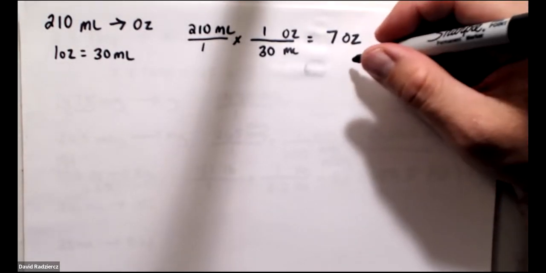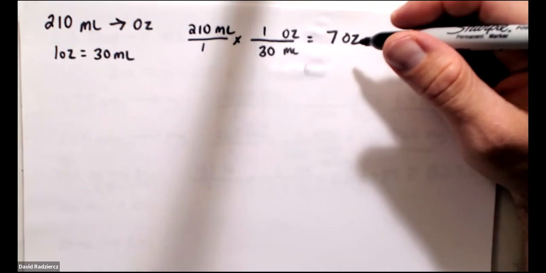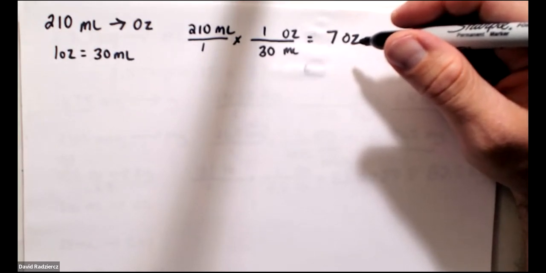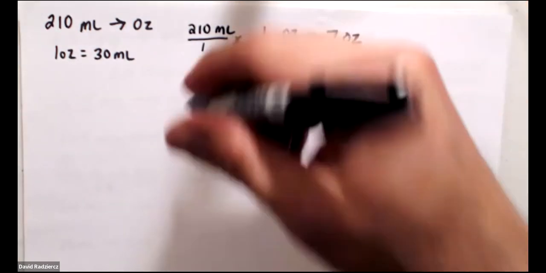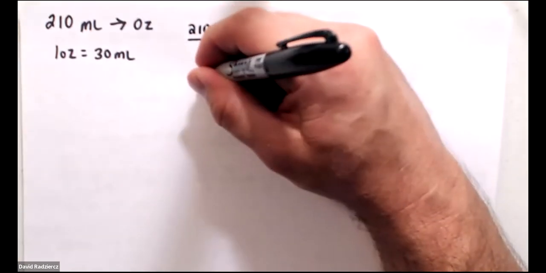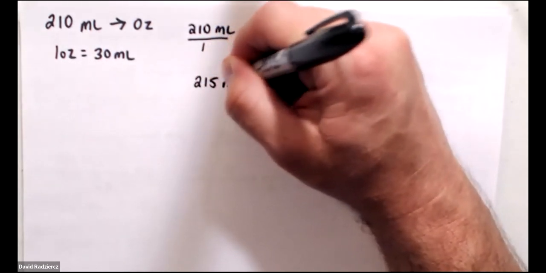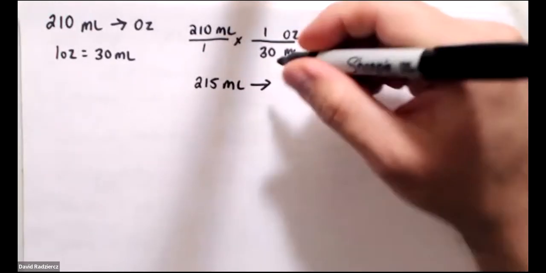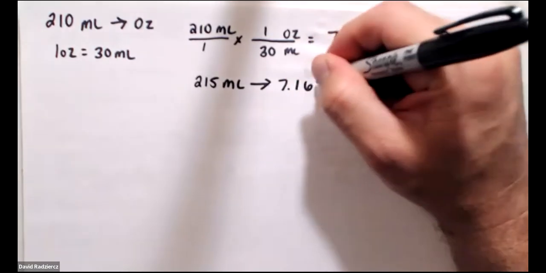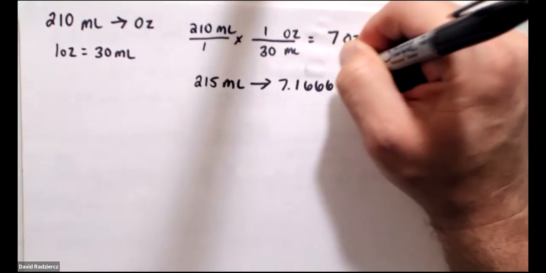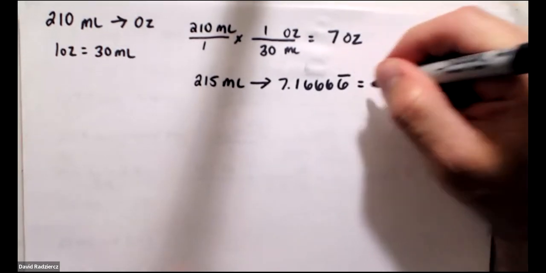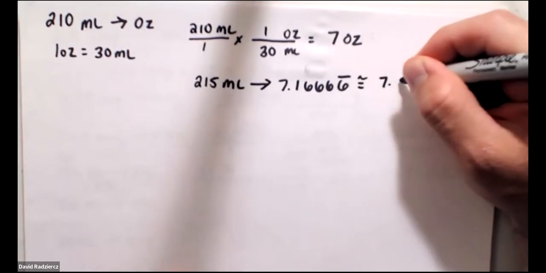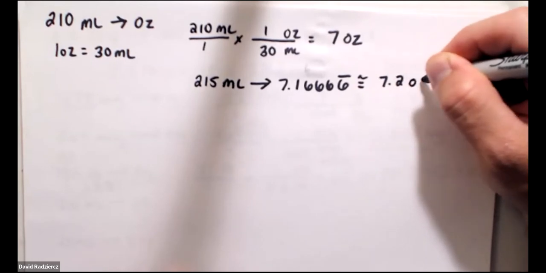If you got an answer, so let me see, if I had 215 milliliters, that would equal 7.16666. It just keeps going. It's a repeating number. You would round to the nearest tenth, 7.2 ounces.